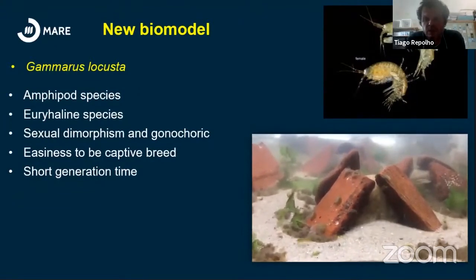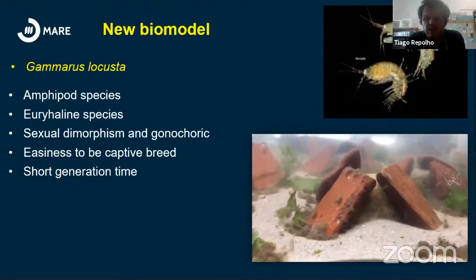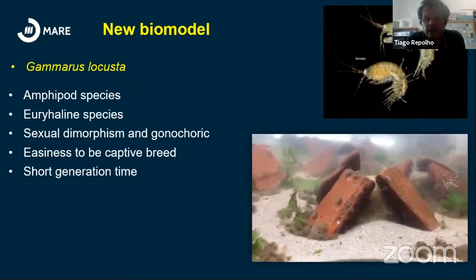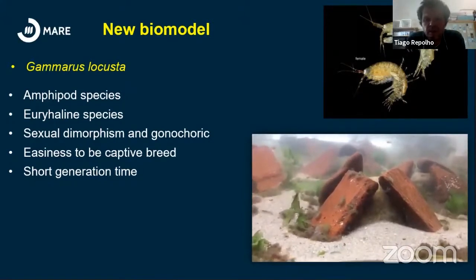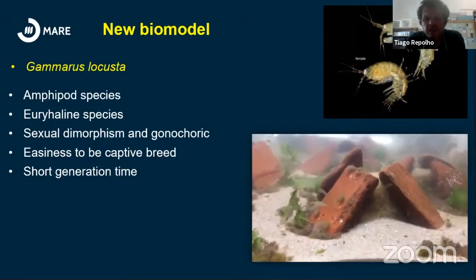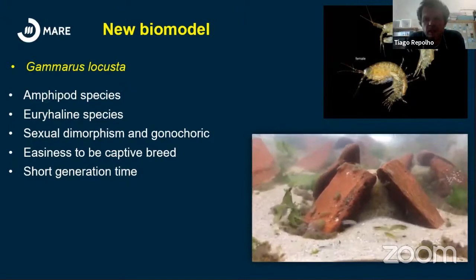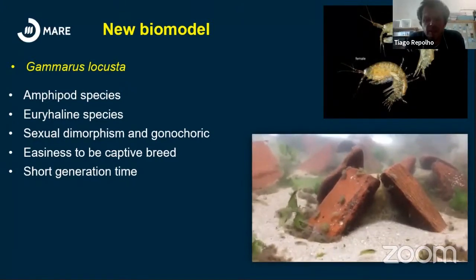It's a species that we already have a couple of years of experience breeding in the lab. It possesses sexual dimorphism, and it's a gonochoric species. And it's quite easy to be captive bred. This was a short movie of one of the aquariums downstairs. And also it has a short generation time.